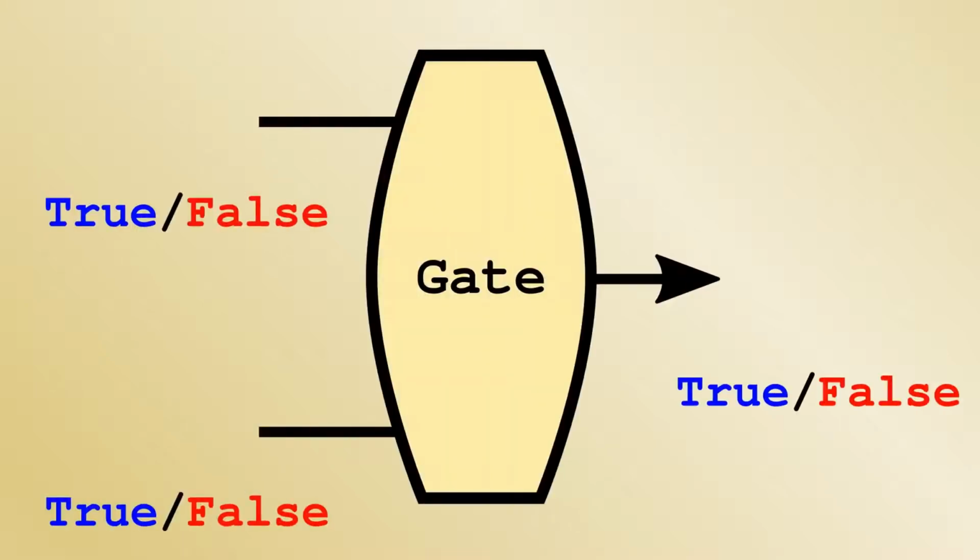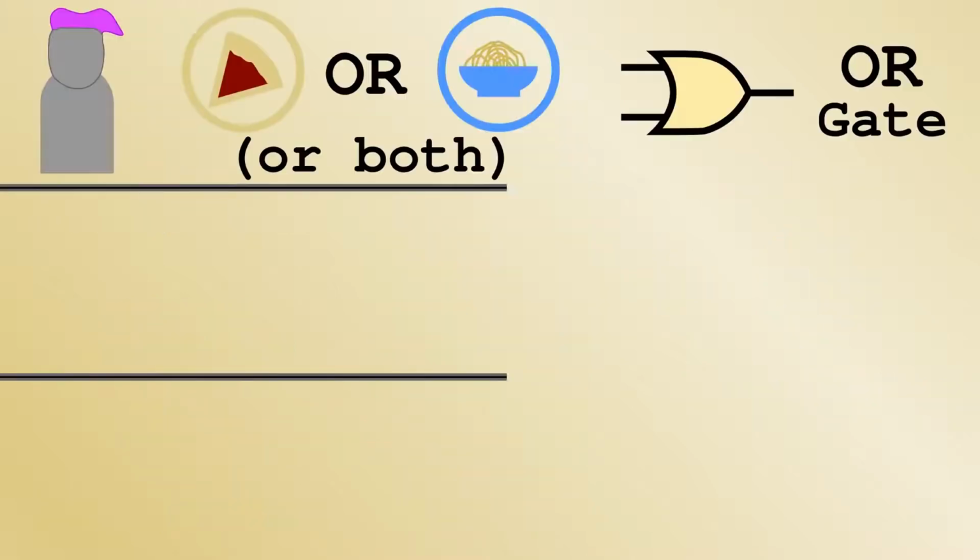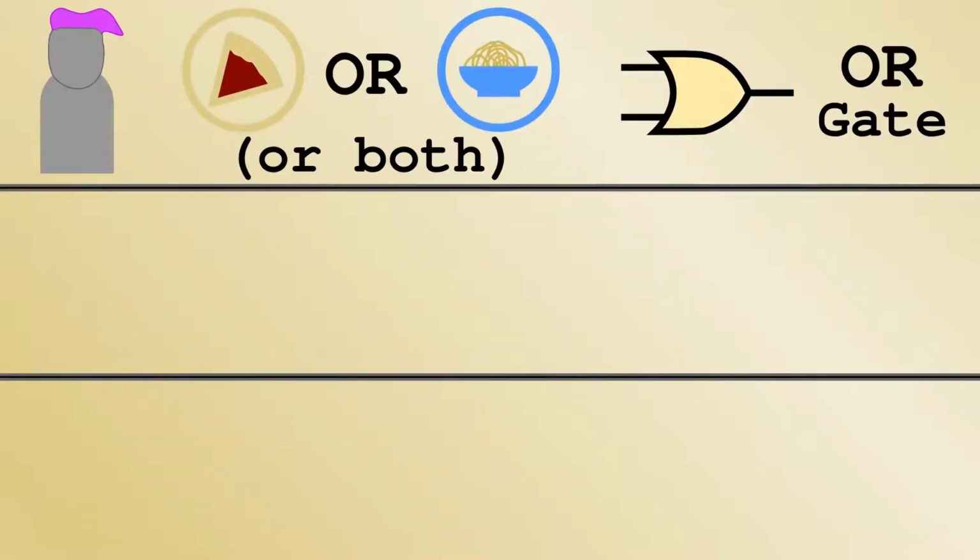Let's consider a more interesting example when the logic gates can have multiple inputs. Such gates have pretty straightforward names, as we'll see. Now the friends are choosing restaurants which might serve pizza, noodles, both, or neither. Alice is happy when the restaurant serves at least one of the two options, or both. This idea is represented by what is called an OR gate.